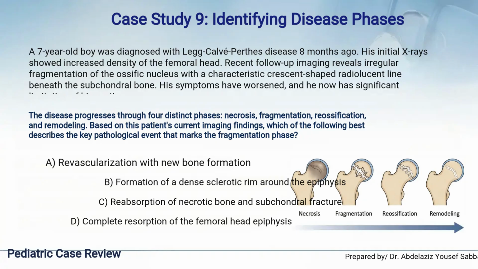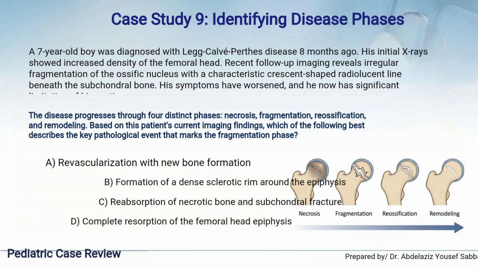Case Study 9. Identifying disease phases. A 7-year-old boy was diagnosed with Legg-Calvé-Perthes disease 8 months ago. His initial X-rays showed increased density of the femoral head. Recent follow-up imaging reveals irregular fragmentation of the ossific nucleus with a characteristic crescent-shaped radiolucent line beneath the subchondral bone. His symptoms have worsened, and he now has significant limitation of hip motion. The disease progresses through 4 distinct phases: necrosis, fragmentation, reossification, and remodeling.